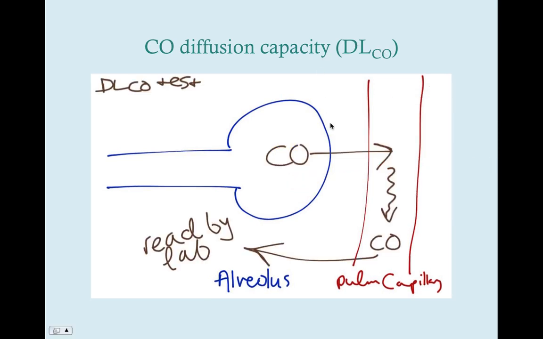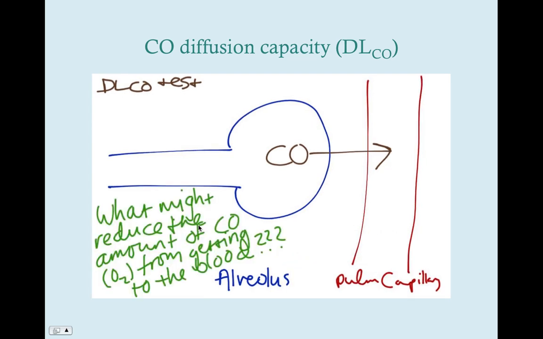So what we use CO for is as a surrogate for oxygen, and we're just going to read this in the lab. We're not giving the person obviously toxic amounts of CO. We're giving them a mixture of CO and helium, but this is a way that we can measure how gases are crossing the alveolus capillary unit. So the CO goes in, it goes in through the bloodstream, it's read by the lab. So what we're asking here with the CO diffusion capacity is what might reduce the amount of CO or oxygen from getting into the blood.